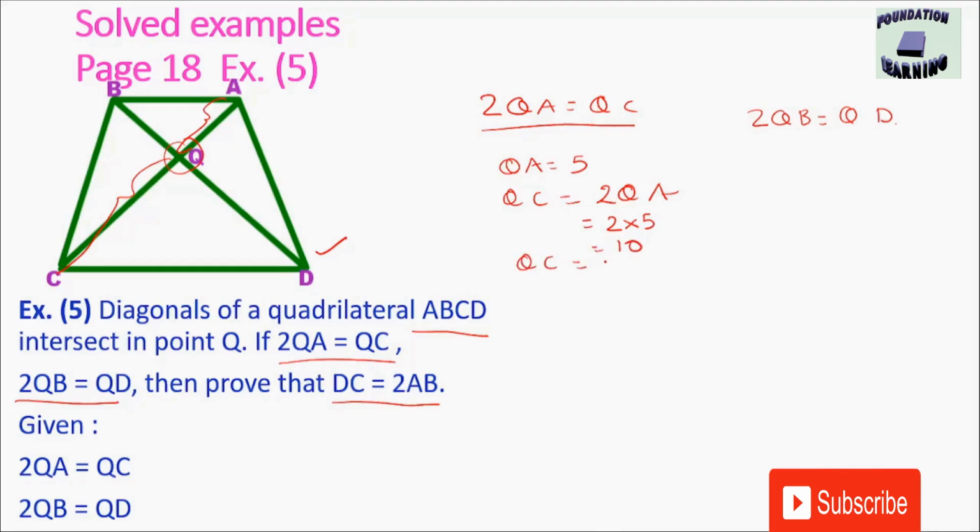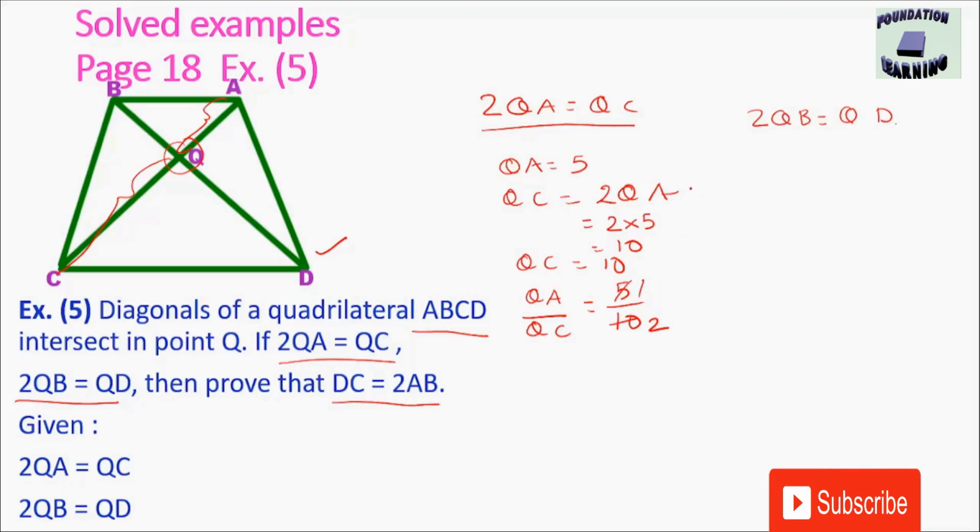Right? So what is the relation? If you want to find the ratio of QA upon QC, you write the values and see. QA is 5. QC is 10. 5 ones are 5, 5 twos are 10. So the relation is 1 upon 2. This is one way of doing it.